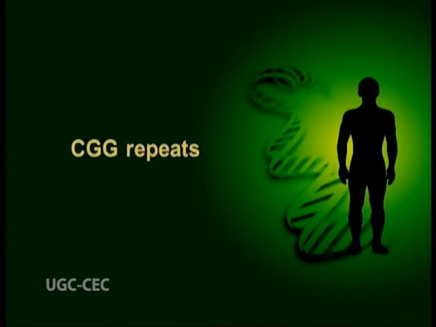At the molecular level, there is an expansion of CGG repeats. That leads to a severe form of mental retardation. In case of females, generally they will be carriers, and the males are severely affected with Fragile X syndrome.